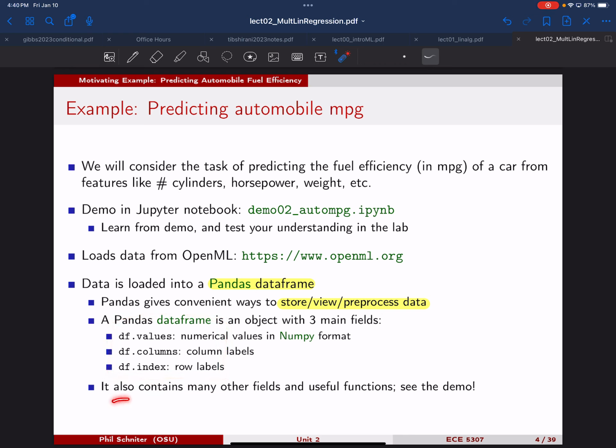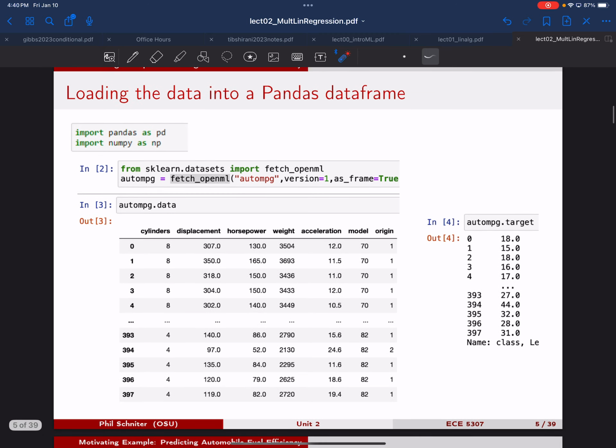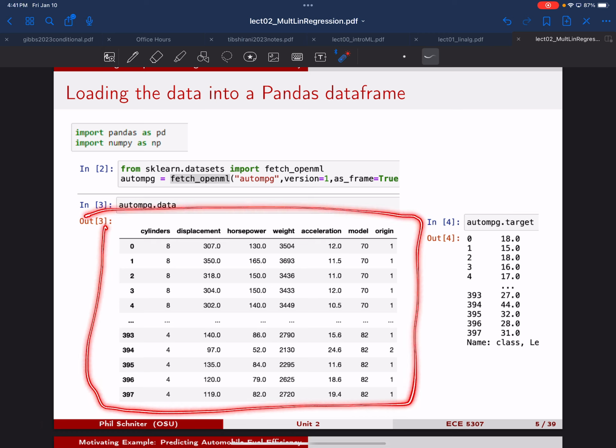But Pandas as a library contains many other things, and so we'll see some examples of this. So let's just start with a visualization. This is a visualization of that Pandas data frame for this data set.